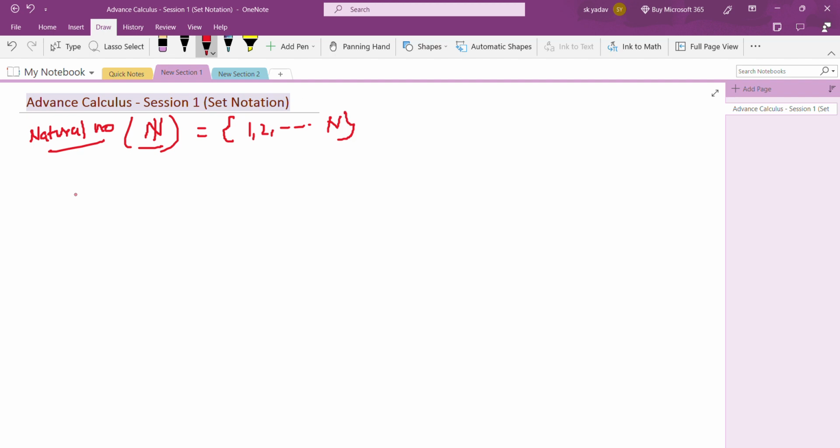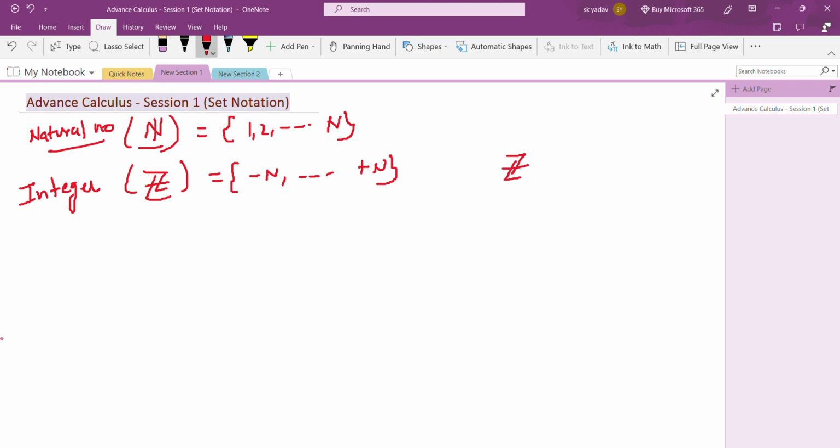In the same way as the natural numbers, we have the integer numbers. So we'll write here integer numbers. How will we represent the integer set? The integer set will be represented like this. It means the integer set will have values from minus n up to plus n. So the integers can have both positive and negative values. This is the integer set.